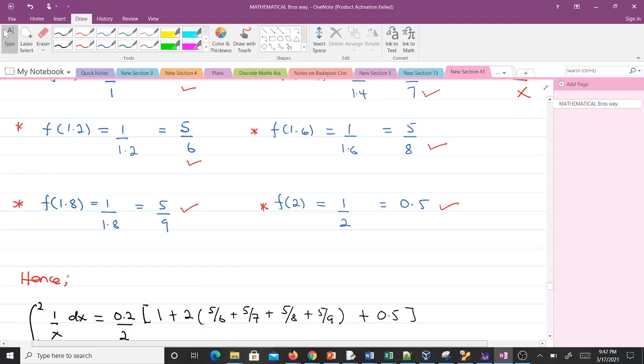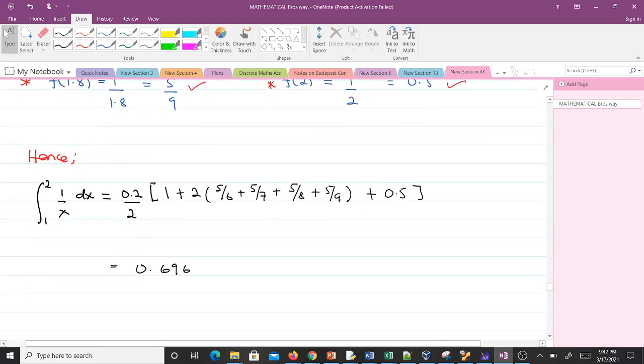Okay. Alright. So hence, our integral from 1 to 2 of 1 over x dx will be equal to h. And you know, we had h to be 0.2 when we computed it. We have 0.2 over 2 because it is h over 2. Then f of 1, which is 1, plus twice f of 1.2, f of 1.4, f of 1.6, f of 1.8, then plus what? f of 2. So you just make substitution. So if you compute this, it gives you 0.696. And that happens to be the solution we were working towards.